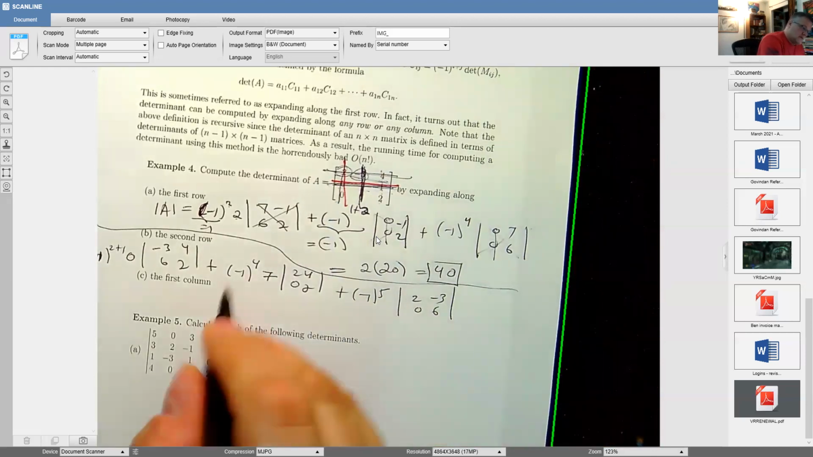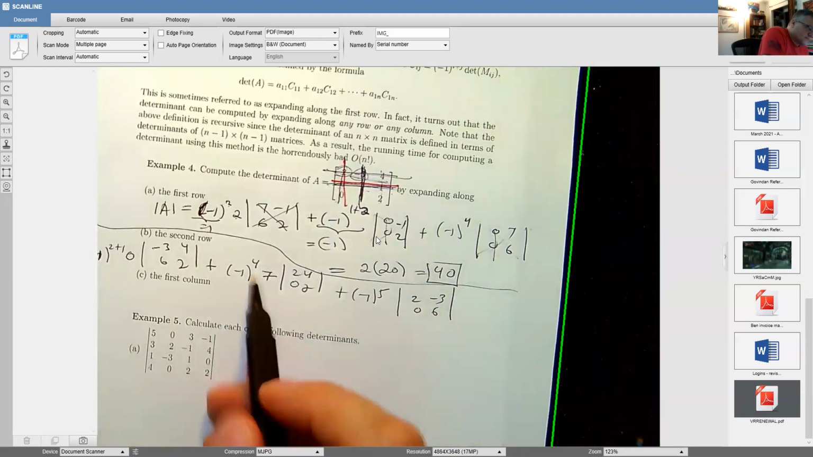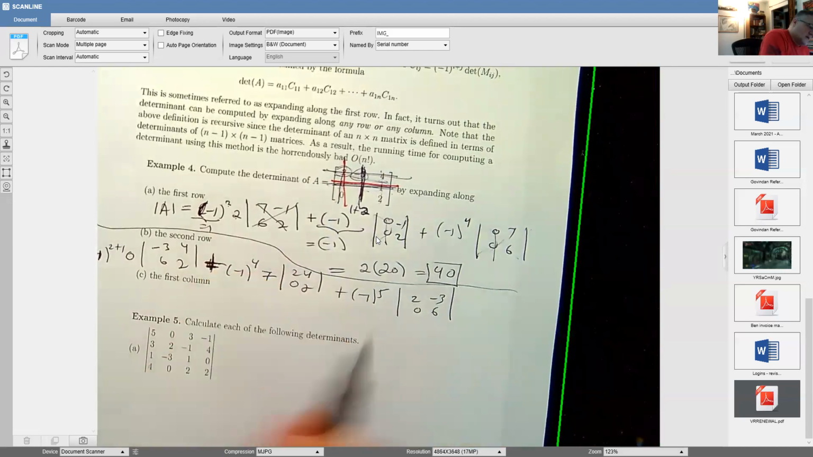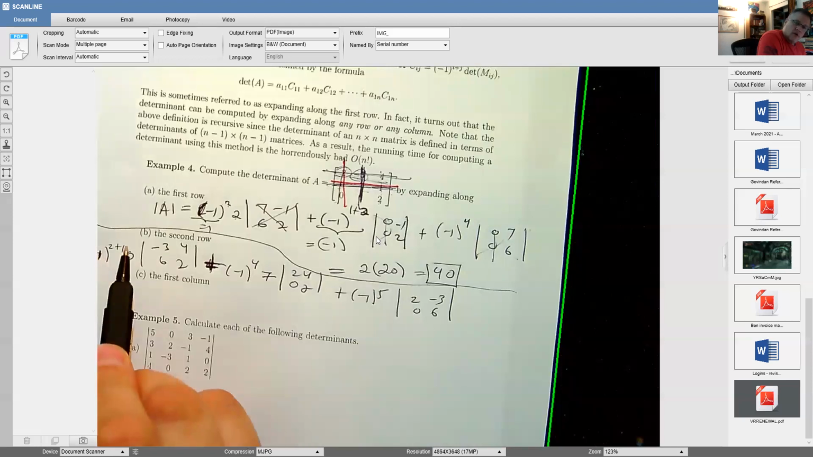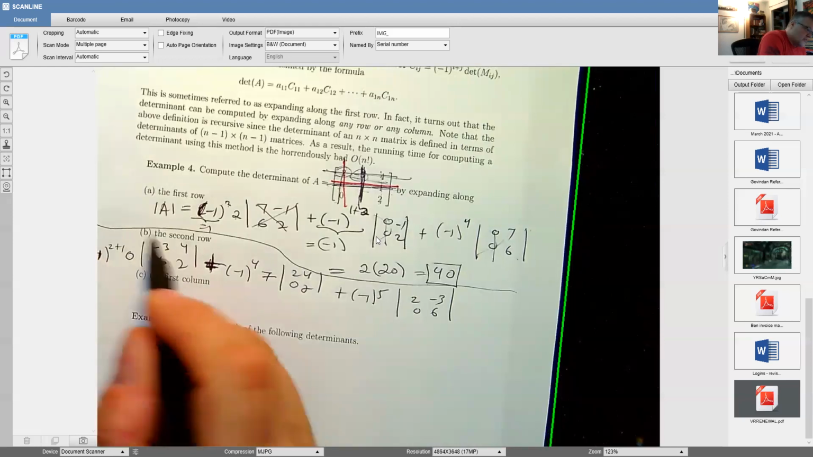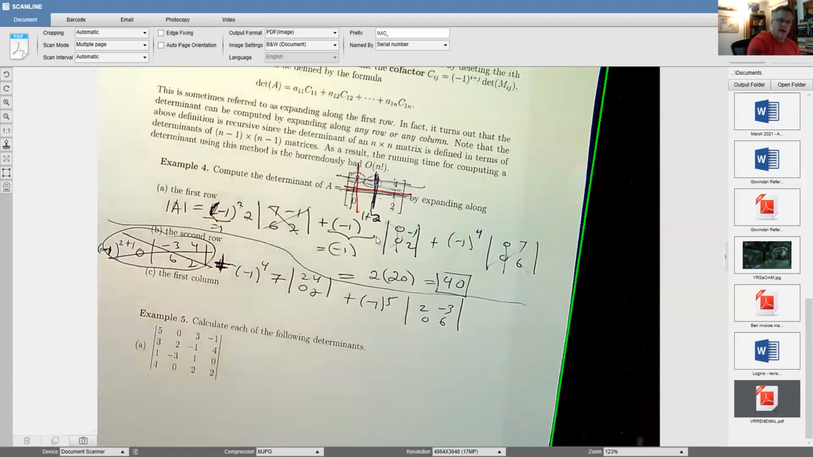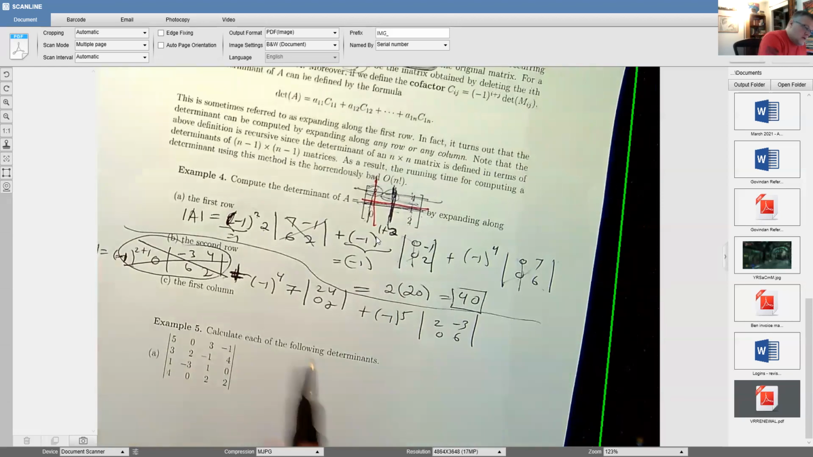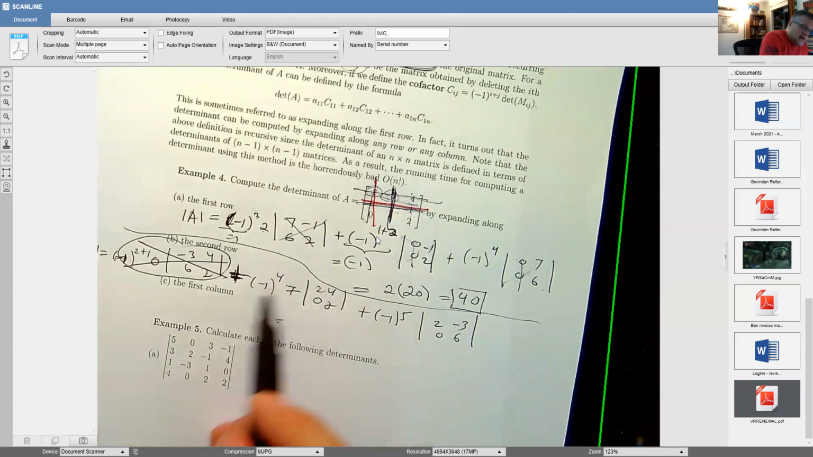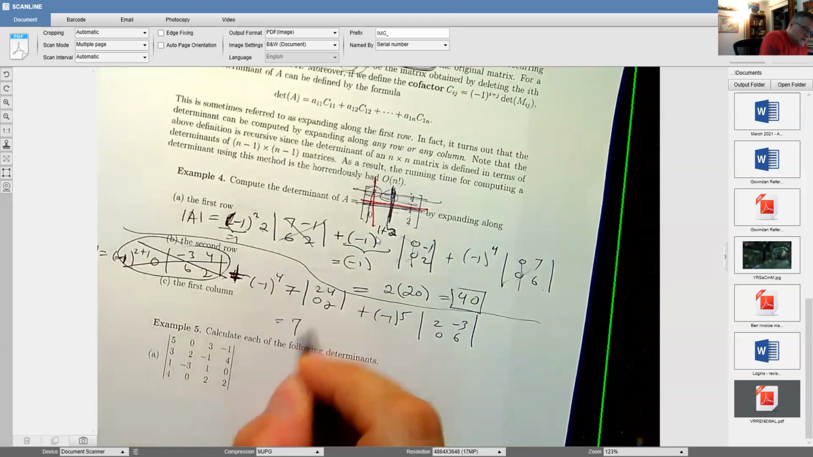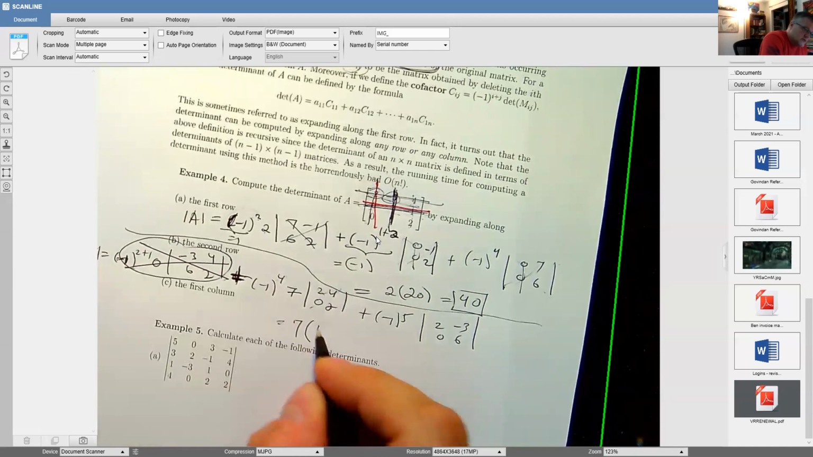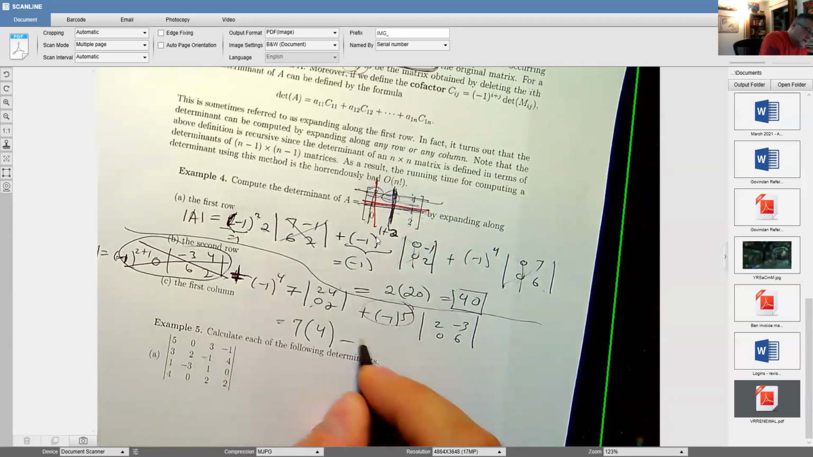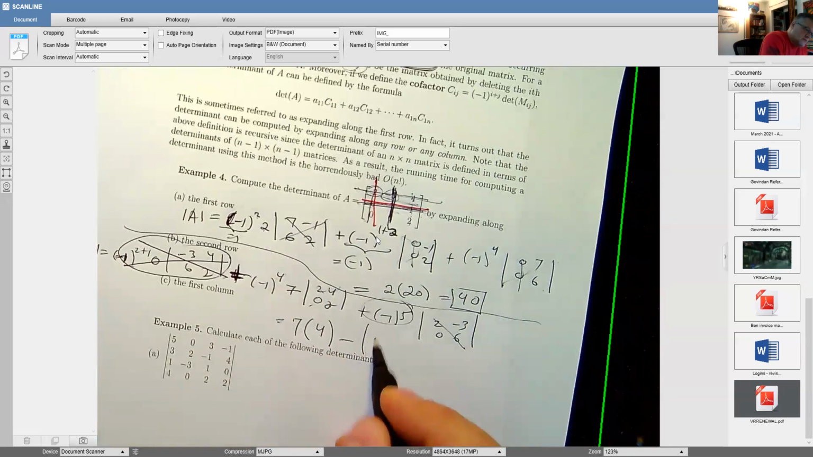Okay. Let's simplify those. All right, so I have this plus that. All right, so I have -1 to the third times 0. So this wipes out. I don't even have to worry about computing that determinant. I'm multiplying it by 0. Over here, that's +1 times 7. 2 times 2 is 4, minus 0, that's just 4. And then here, that's a -1 times 12.